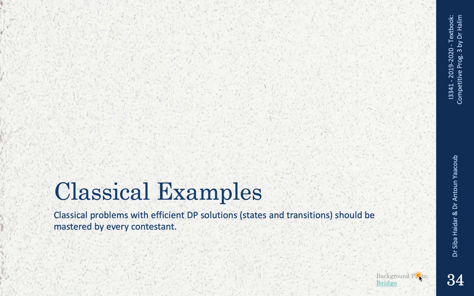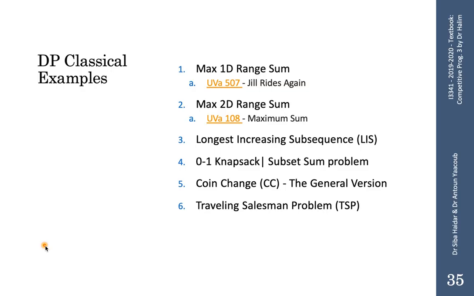Now we will examine some classical examples. The one we saw for the wedding shopping is not a classical DP problem, but it is an easy non-classical DP problem. We will see together now some classical examples and classical problems with efficient DP solutions and with states and transitions that you should be mastering and using later. Among these problems, we will see maximum 1D range sum, maximum 2D range sum, and longest increasing subsequence in this lecture, and next we will continue with problems 4, 5, and 6.